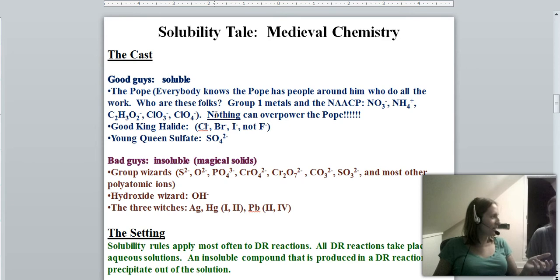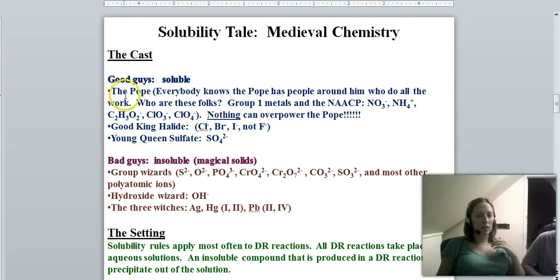They help the Pope, right? And that's an acronym to help you remember that nitrate, N, ammonia, the first A, acetate, the second A, chlorate and perchlorate, chlorate and perchlorate. I'm thinking that maybe NAACP is the National Association for the Advancement of Chemistry Professors. Yes. So the Pope always wins. If there is a Pope present in the ionic compound, it is good. It will dissolve in water. So nothing can overpower the Pope.